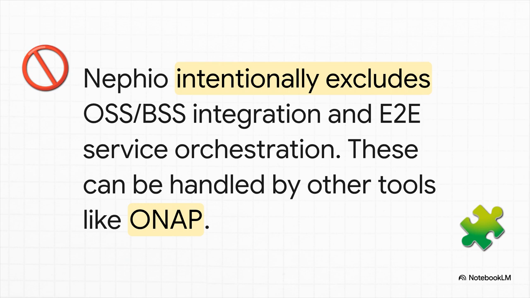By maintaining a laser-like focus on its primary goal, automating the complete lifecycle of network functions and their underlying infrastructure, it avoids becoming a bloated, overly complex monolith. It is designed to do its one job exceptionally well, and to provide clean, standard APIs to plug in with other specialized tools, like the modules from ONAP, that are designed to handle those higher-level business and service orchestration tasks. It's the philosophy of do one thing and do it well.